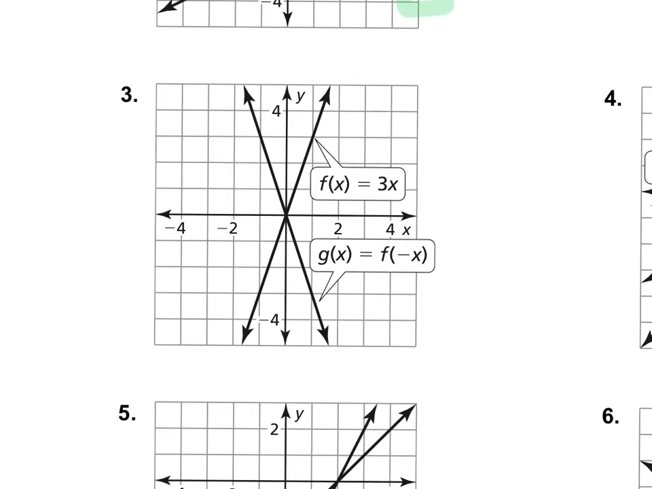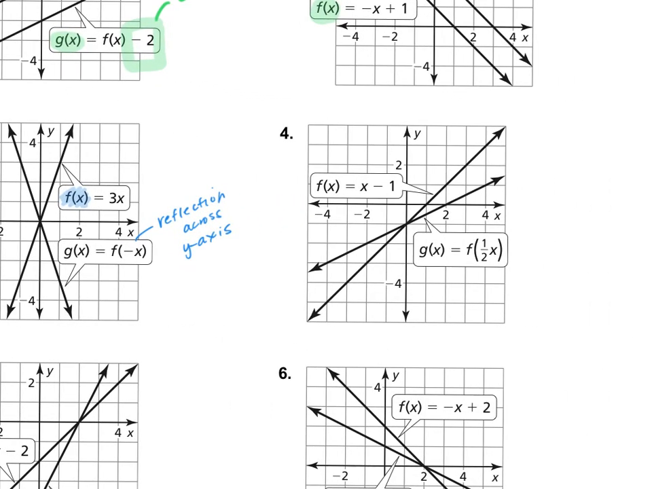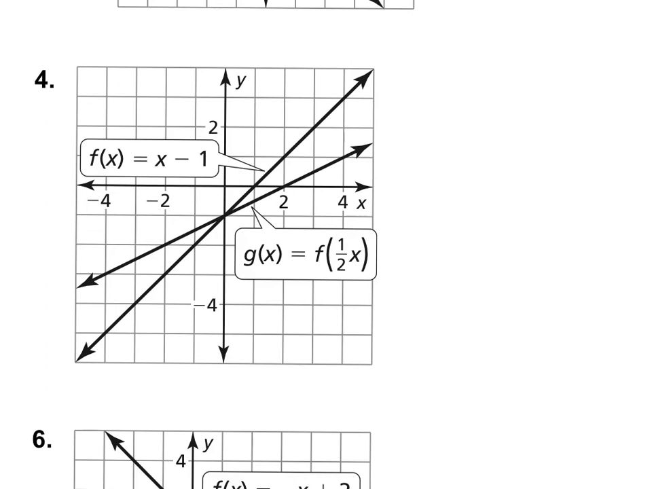Next one, you have f of x equals 3x. There's your old one. Your new one says negative x on the inside. So this is going to be a reflection across the y-axis. Then you have f of x is equal to x minus 1.